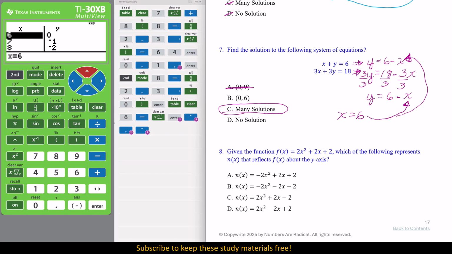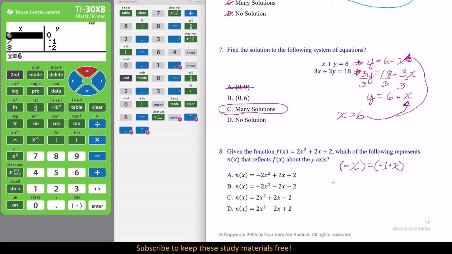All right, let's look at number 8. Given the function f of x equals 2x squared plus 2x plus 2, which of the following represents an x that reflects f of x about the y-axis? If you remember, when you reflect things about the y-axis, you are actually creating negative x, or you're multiplying each x by -1. Okay? Now, let's go through that process and see what actually happens.